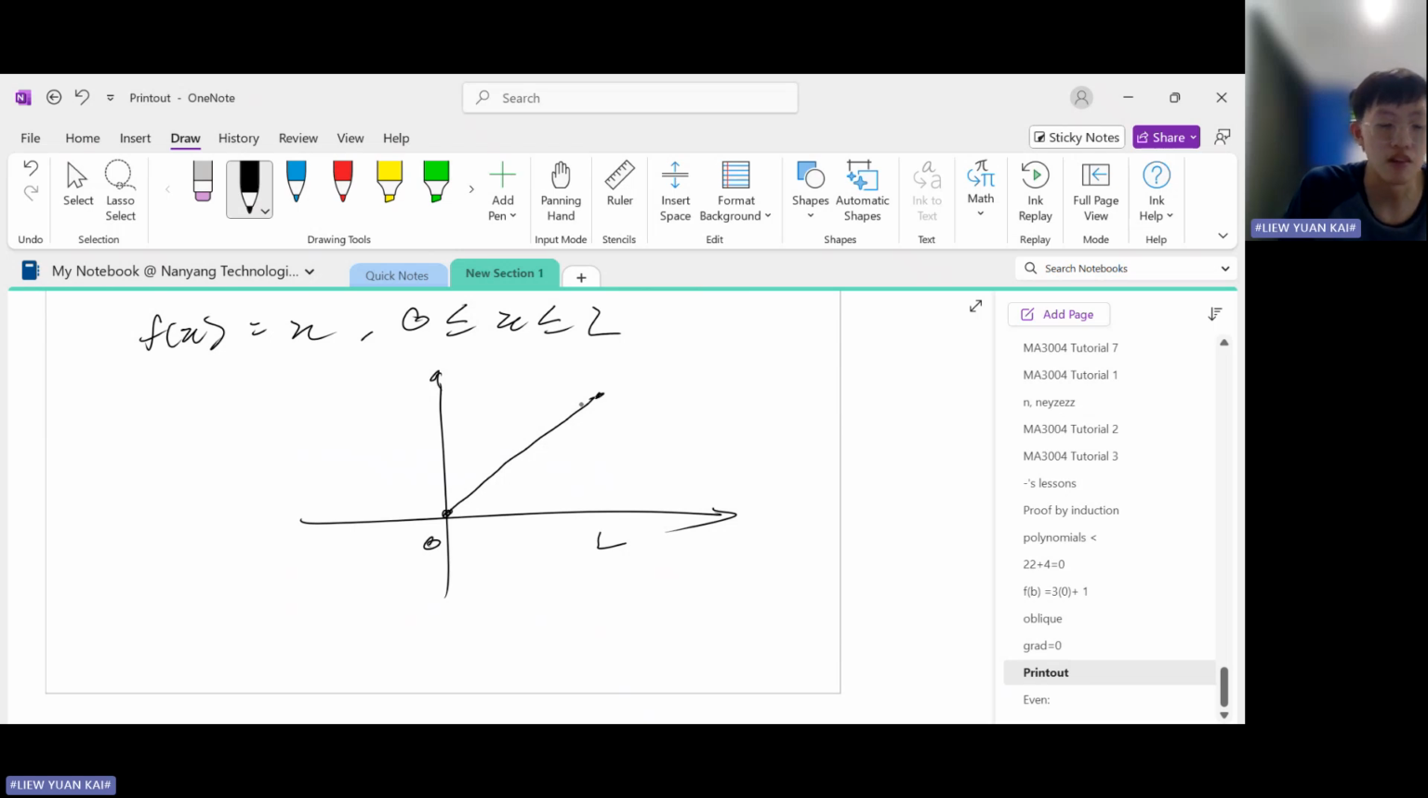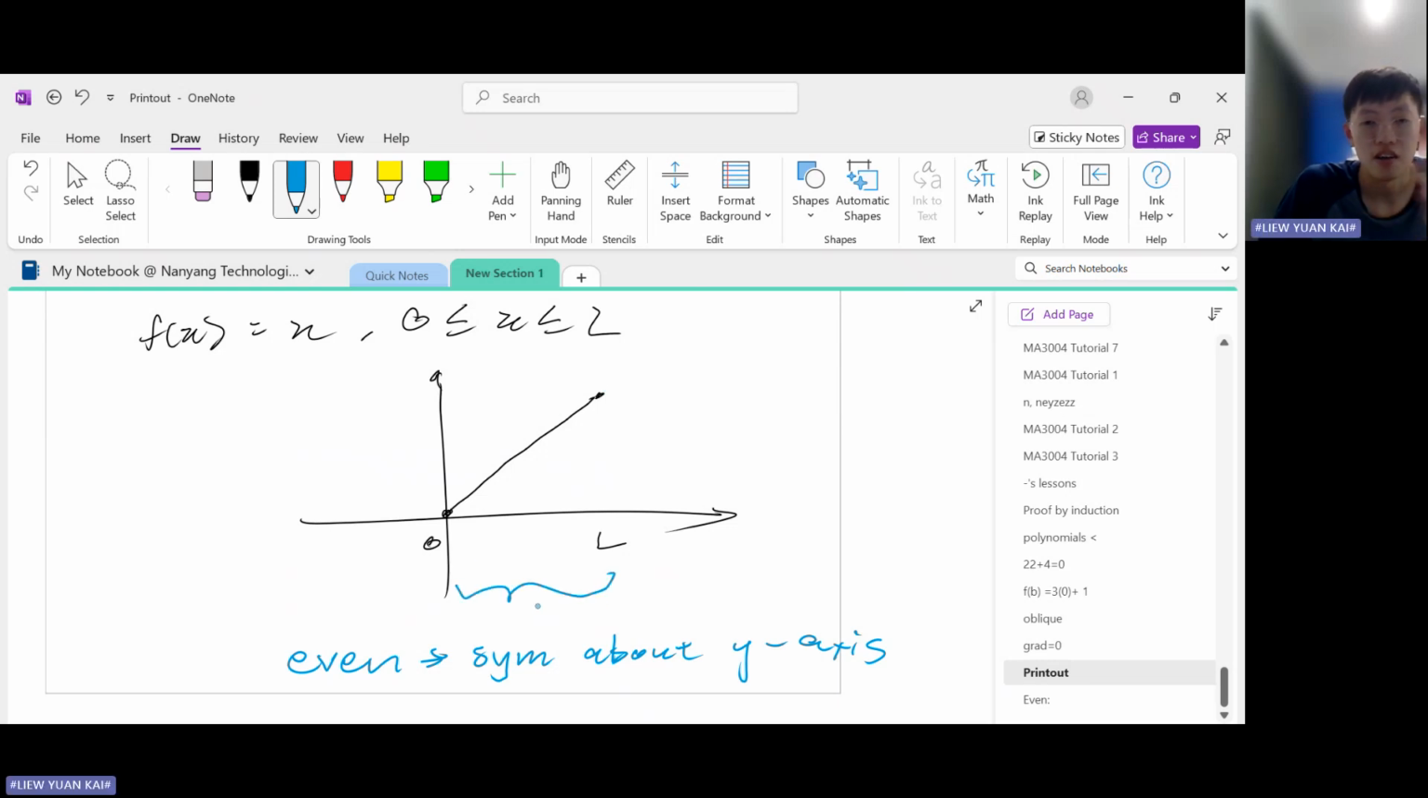Now, if we are expected to find a half range even function, what we need to do is remember the property of an even function. I told you that even functions are symmetrical about the y-axis. With this in mind, you reflect this graph on the y-axis. You treat the y-axis as a mirror and then you reflect this. If you reflect this, what would it look like? It will look like this.